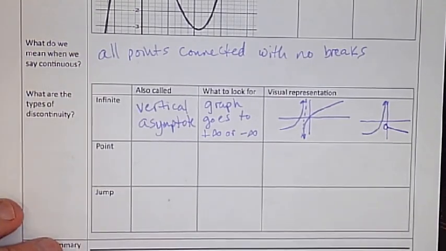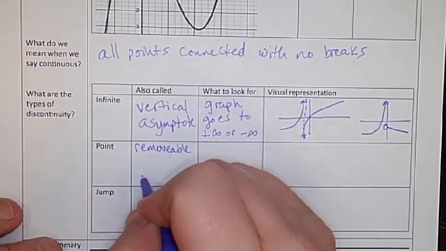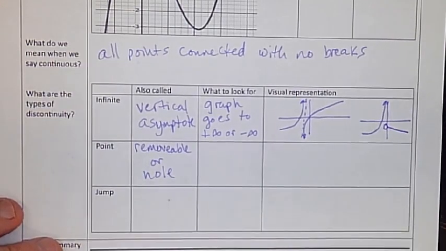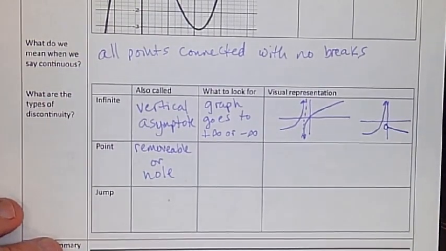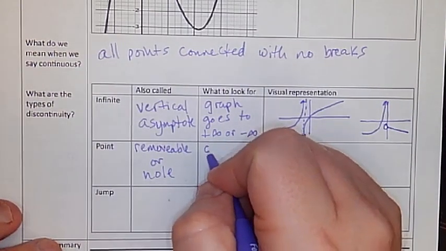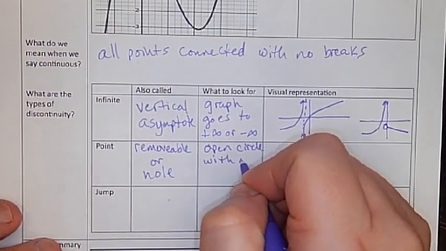Secondly, we want to look at point discontinuity, which is also called removable, or we just say that it is a hole in the graph. What we're looking for is anywhere on the graph that there are open circles with no other types of discontinuity. Like we just looked at an example where there's an open circle, but there was an infinite discontinuity there. So we want to look for open circles with no other discontinuity.